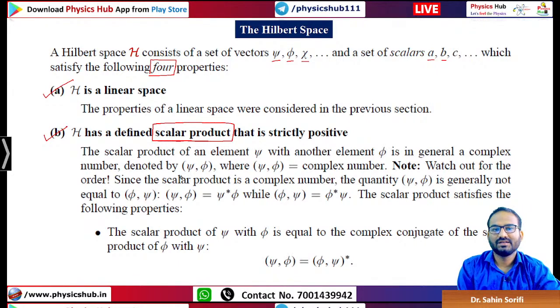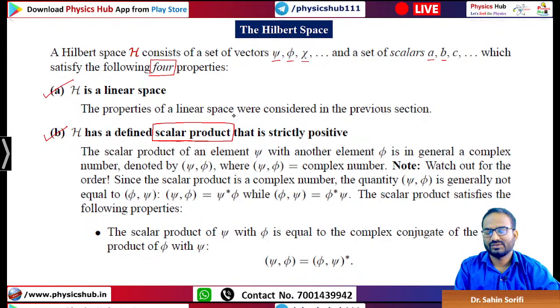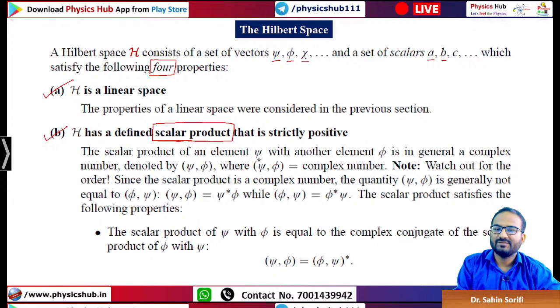Try to understand. For the time being, we are doing it in a normal way, then later on we will convert this scalar product into the bracket notation formalism. So scalar product of any element psi with another element phi, that is another vector, is in general a complex number and it is given by ⟨psi|phi⟩. The order matters a lot. You cannot write ⟨phi|psi⟩; ⟨psi|phi⟩ and ⟨phi|psi⟩ are not the same.